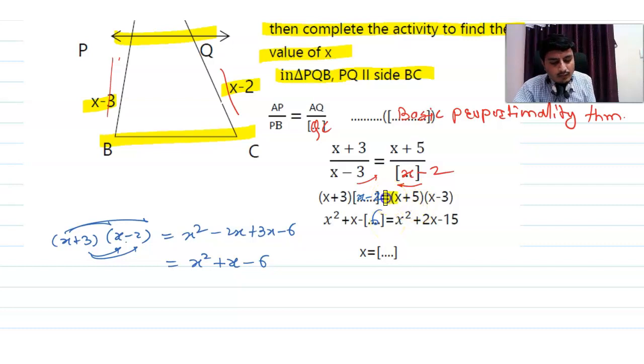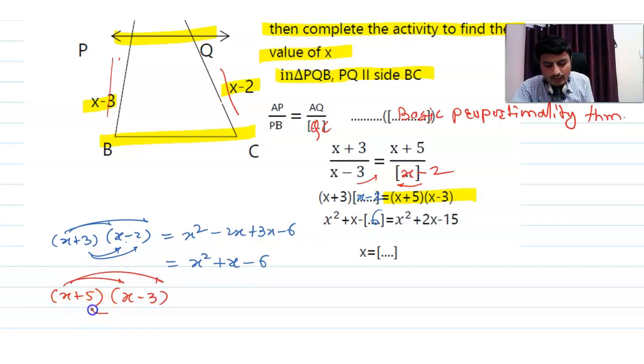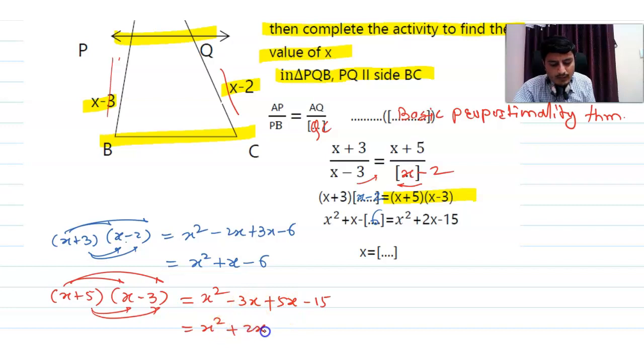Look at the RHS carefully. It is of the form x plus 5 into x minus 3. Try to use the distributive law. Distribute firstly x over the next bracket and next 5 over the next bracket, so that we get x into x is x square, x into minus 3 is minus 3x, 5 into x becomes 5x, and 5 into minus 3 we have minus 15. Now after simplifying, x square minus 3x plus 5x we have plus 2x minus 15. So x square plus 2x minus 15.